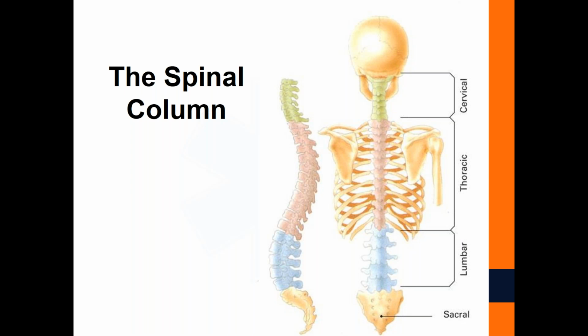The next group of vertebrae are the thoracic vertebrae. There are 12 thoracic vertebrae. They are connected one each to each of the 12 pairs of ribs. The ribs will connect in the front when we look at the next group of pictures here.